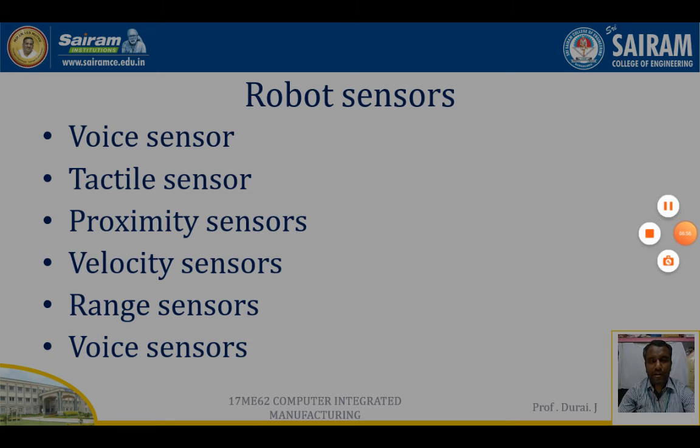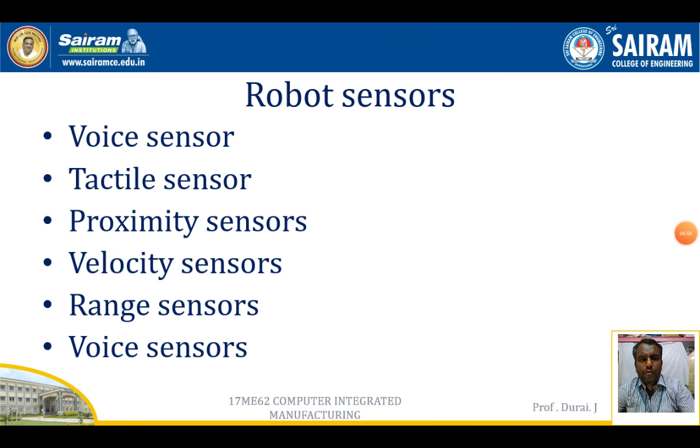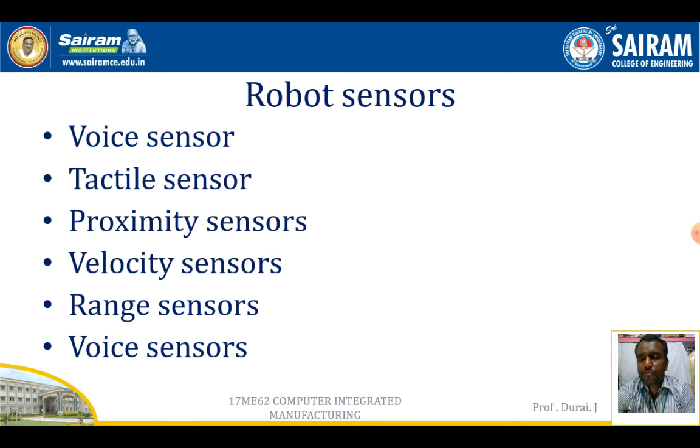Then comes the robot sensor. To make the robot precise and accurate, sensors are used in the robot. There are different types of sensors: voice sensor, tactile sensor, proximity sensor, velocity sensor, range sensor, and vision sensor. We will see them one by one.